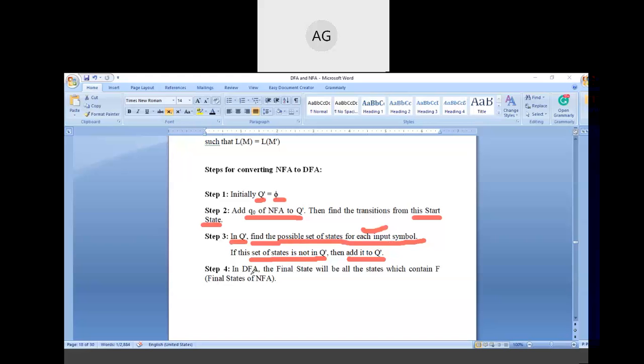Then step 4: in the DFA, the final states will be all the states which contain F, the final state of the NFA. Whatever states the NFA's final state was contained in, the DFA will contain all those as its final states as well. So this is the algorithm for conversion from NFA to DFA. You need to remember this algorithm.